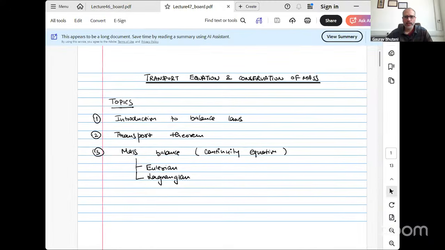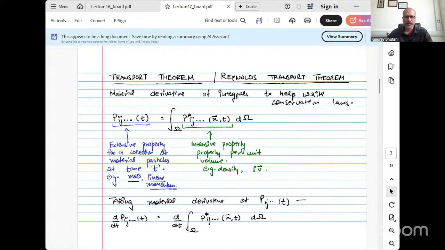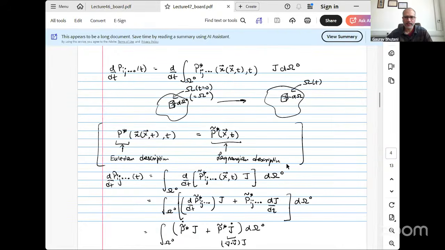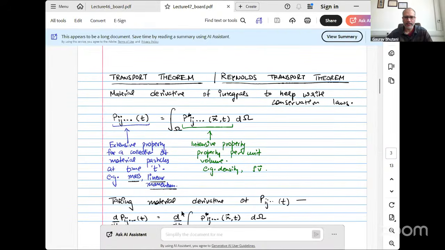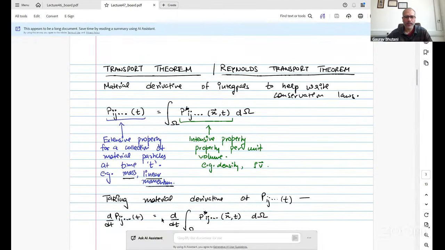So in lecture number 47, we talked about the derivation of the Reynolds transport theorem, or the transport equation, and the conservation of mass, that is the application of the transport theorem. I'll not go into detail of the derivation again, but in the transport theorem, what we do is we try to write the material derivative that we have here. Here you have the material derivative of the integral over an Eulerian quantity.